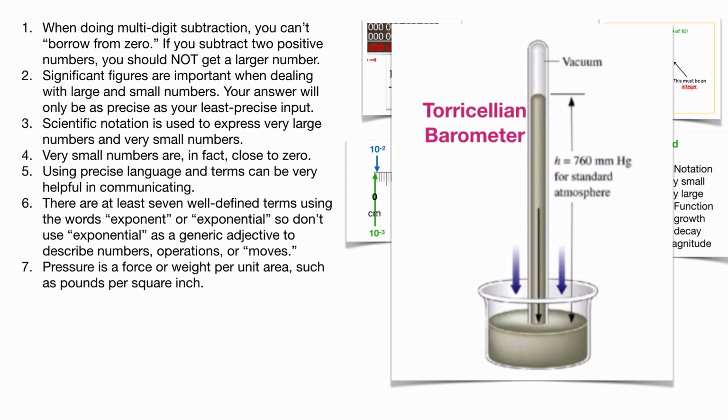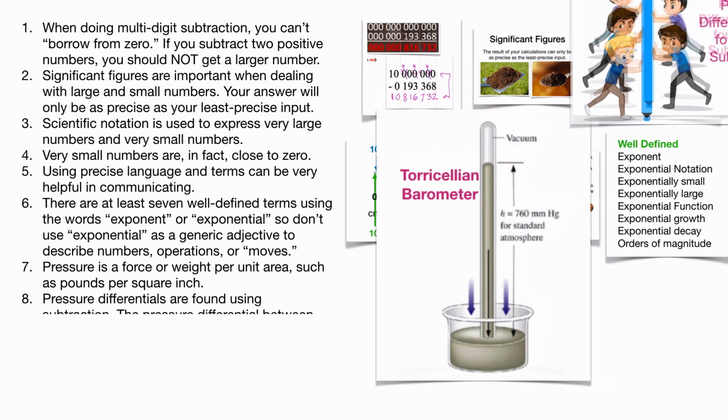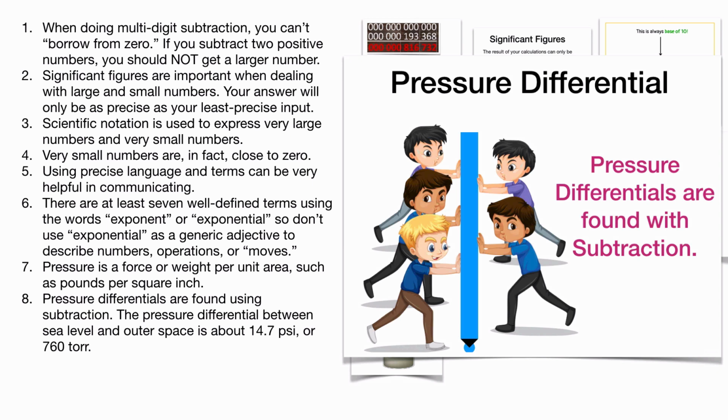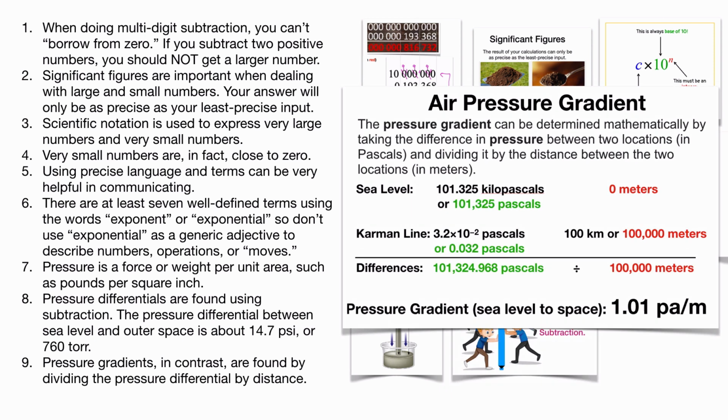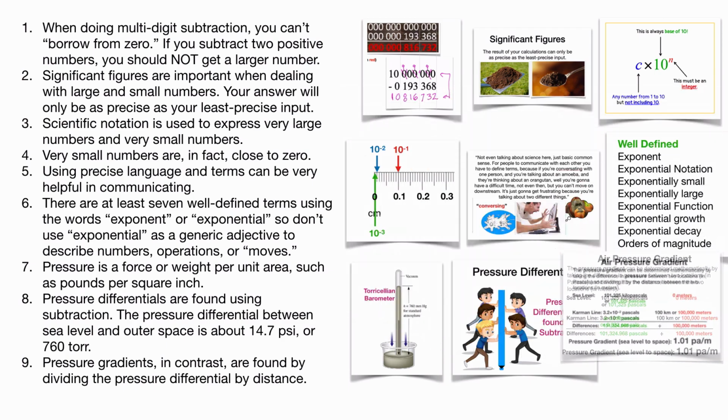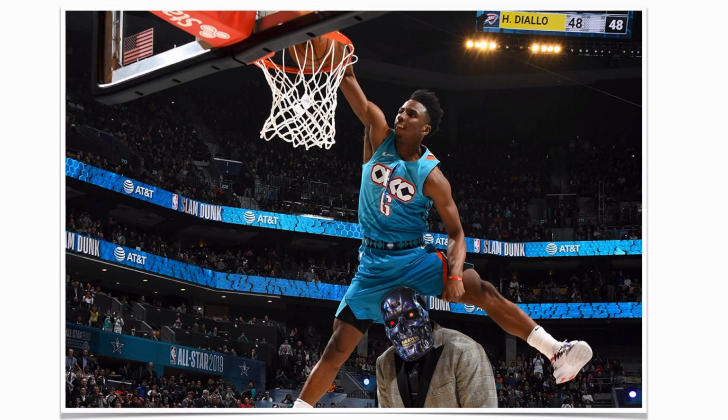Pressure is a force or a weight per unit area, such as pounds per square inch. Pressure differentials are found using subtraction. The pressure differential between sea level and outer space is about 14.7 psi or 760 torr. And lastly, pressure gradients, in contrast, are found by dividing the pressure differential by distance. All right, so that's a pretty good summary. I think this is a slam dunk, though, because you can't be this stupid.